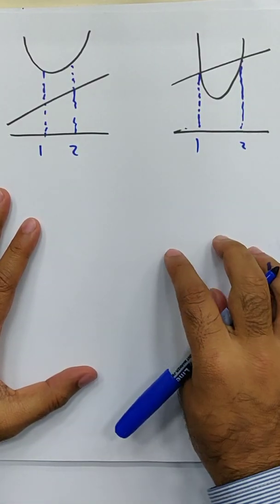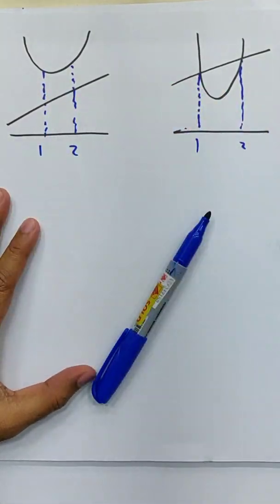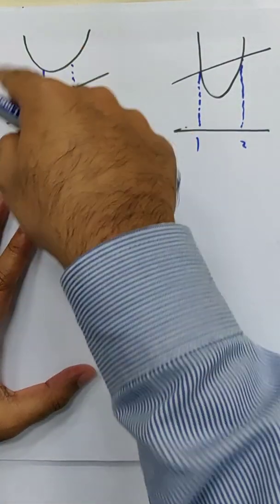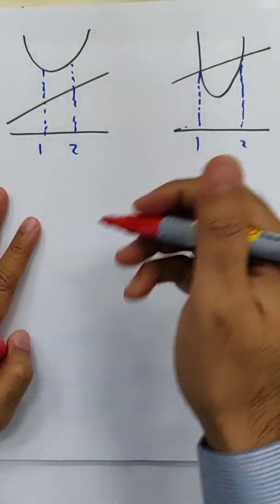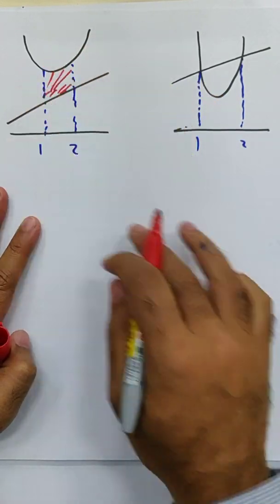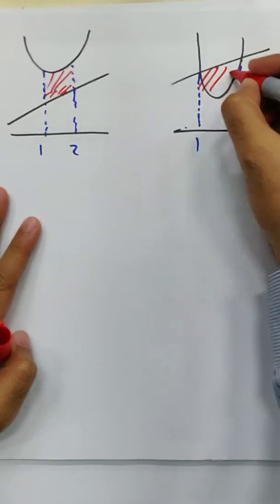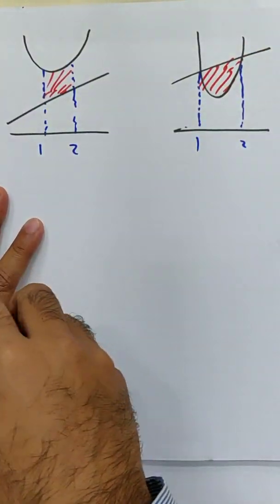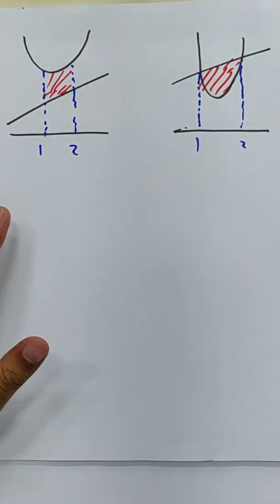Okay, let's have a look at these two graphs. Let's say we want to find the area enclosed by all these four things. This one here, this is the area that we want to find. This one here, this is the area that we want to find. What's the difference between the left and right?